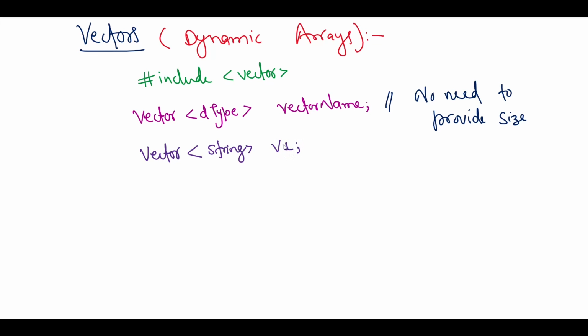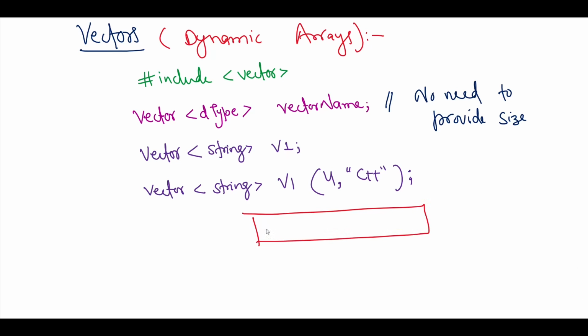Even if you want to initialize this vector, you have to write vector, then provide the data type here, then v1. And if you do something like this, 4 and C++, it's going to create a vector on the spot, something like this, and it will have C++ 4 times, right? So it's a string, and that's why I'm putting double quotes here, right?